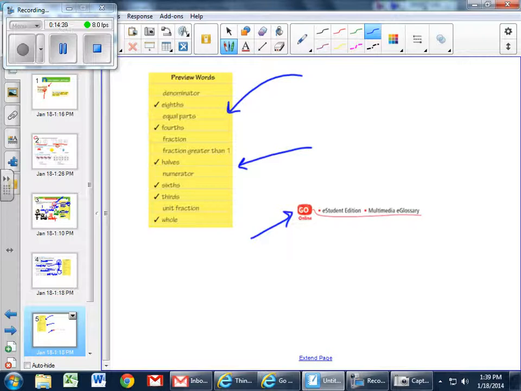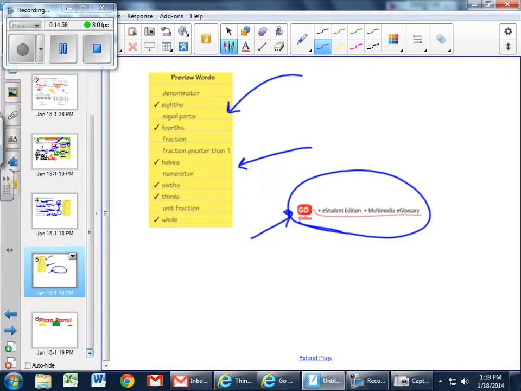So if you were to look up fractions, it would tell you a number that names part of a whole or part of a group is a fraction. As you're working through these, I know last time in the last chapter, some of you would come up and ask, what is that term? I want you to get into the habit of finding those yourself and go to this e-student edition multimedia e-glossary, okay, and help you find those things.